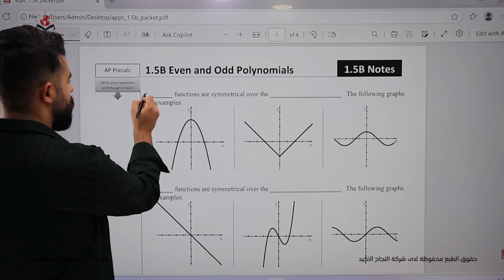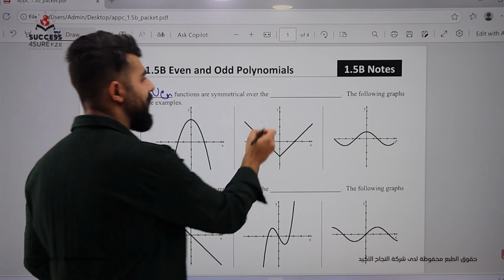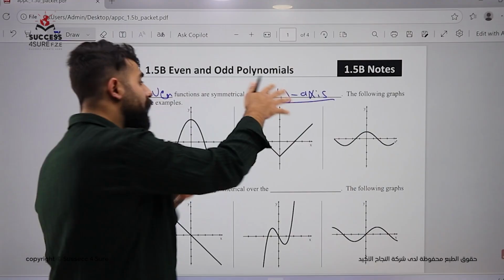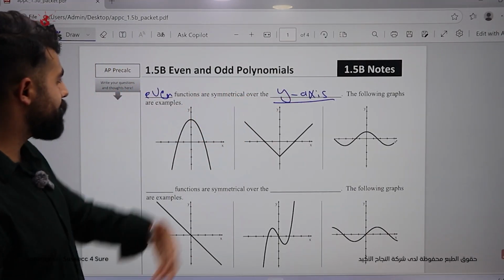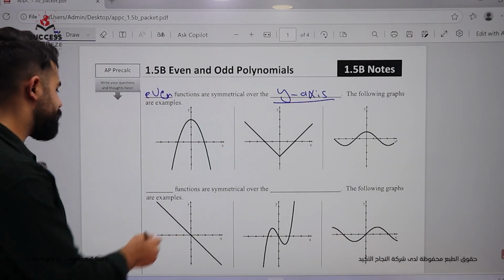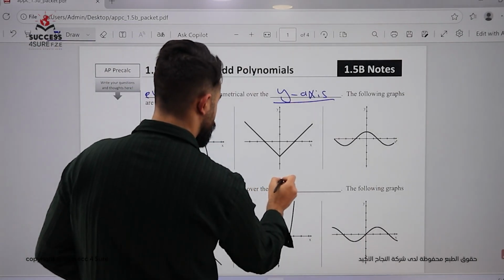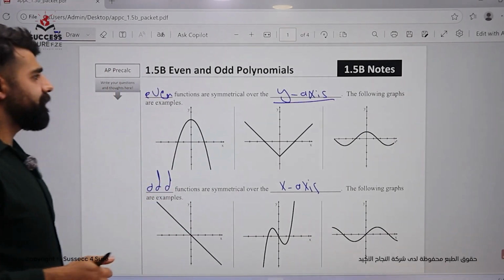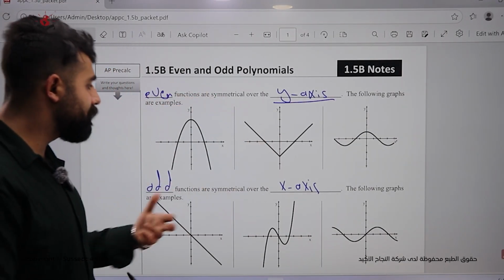You have to know that even functions are symmetrical over the y-axis. I am going to investigate this sentence and explain more what the phrase symmetrical over the y-axis means. And you have to know that odd functions are symmetrical over the x-axis. So again, even functions are symmetrical over the y-axis. Odd functions are symmetrical over the x-axis.